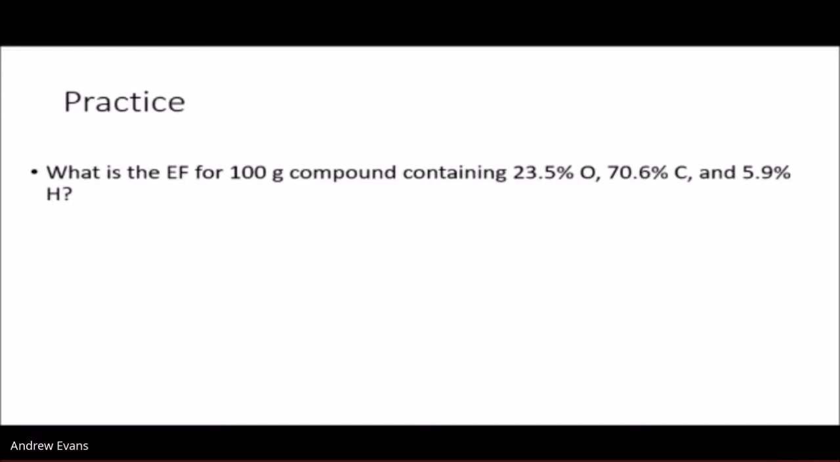So, the last two slides. This is an empirical formula problem: what is the empirical formula for 100 grams of a compound containing 23.5% oxygen, 70.6% carbon, and 5.9% hydrogen? In a situation like this, we're going to turn percent to grams, then turn grams to moles, and then do the mole ratio.